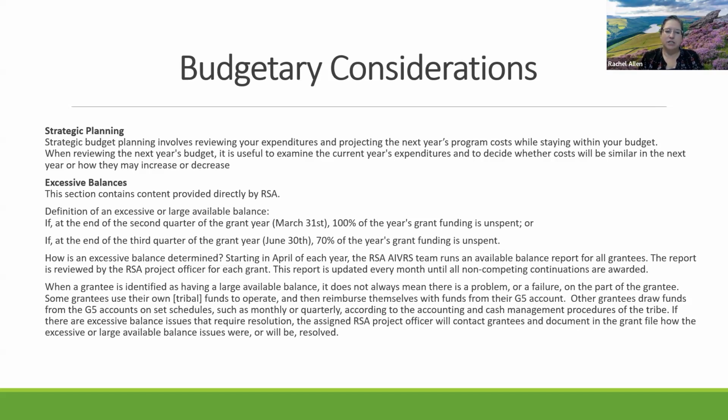Some budgetary considerations, strategic planning, and that involves reviewing your expenditures and projecting the next year's program costs while staying within your budget. When reviewing the upcoming year's budget, it's useful to examine the current year's expenditures to decide whether costs will be similar in the next year or how they may increase or decrease. So some of the things to consider is what you put in your grant proposal. Are you going to be increasing the number of individuals that you serve? Did you say you're going to increase the number of individuals that you're going to close successfully in an employment outcome? And as such, you're probably going to spend more money.